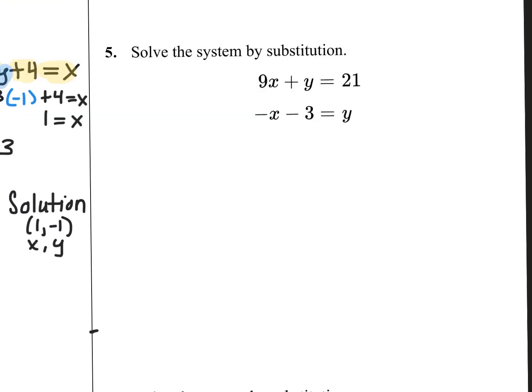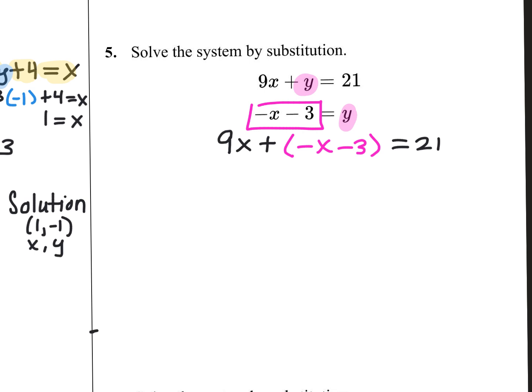Don't let number 5 get you, because this one's a little different, because the whole time x has been the one that's been isolated, but this time our isolated variable is a y, and y is equal to negative x minus 3. So that means I'm going to take my other equation. I'm going to write 9x this time because the y is the one I'm going to use to substitute. And instead of writing a plus y, I'm going to write plus negative x minus 3. And then I'm going to bring down the equals 21.